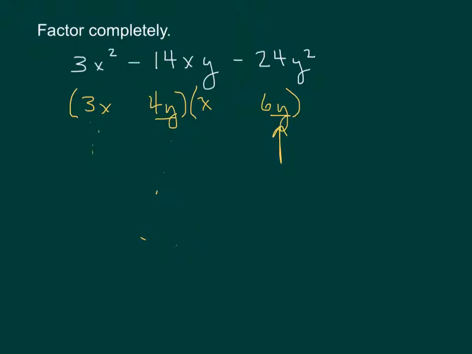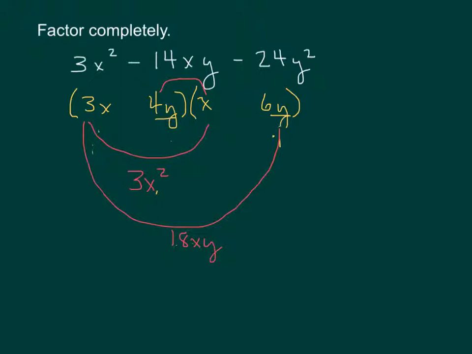So we would multiply first times first. Okay, that one's okay. That's 3x squared. We would multiply first times last. Those are the outside terms. 3x times 6y makes 18xy. We would multiply the inside terms together. That's the 4y times the x, which makes 4xy. And then we would multiply last times last, which is 4y times 6y makes 24y squared.